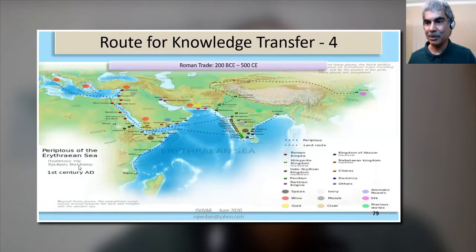Periplus of the Erythraean Sea. This is a document by a Roman sailor that tells them where the ports in India are to sail.